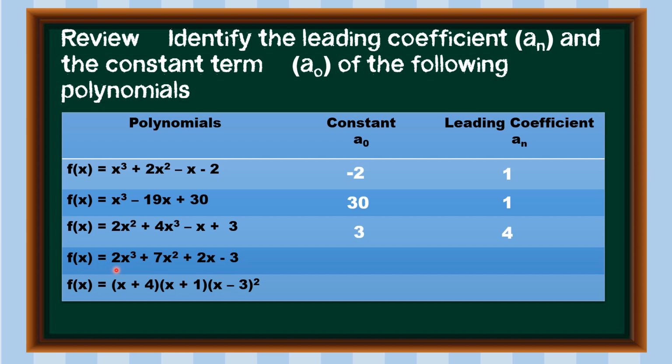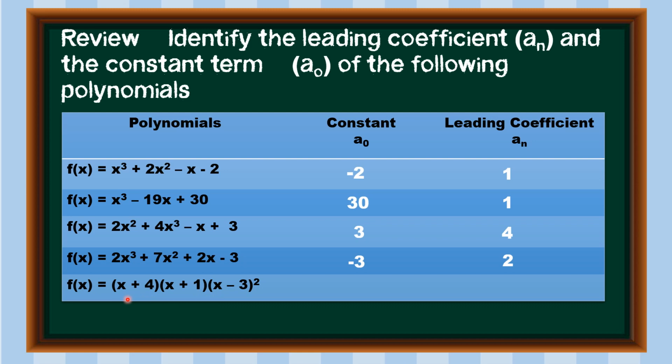In this example, 2x cubed plus 7x squared plus 2x minus 3, iyan, nakaayos naman siya from highest exponent down to the constant. At ang constant natin ay negative 3. And the leading coefficient is, ayan, 2. And for this example, f of x is equal to x plus 4 times the quantity x plus 1 times the quantity x minus 3 quantity squared.